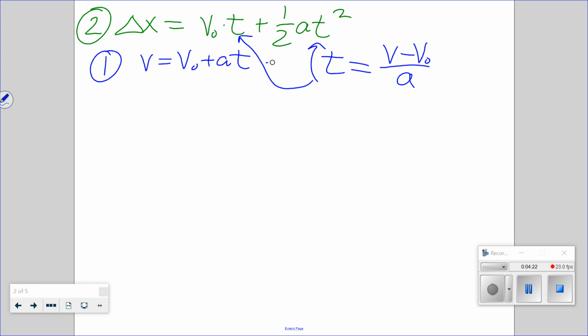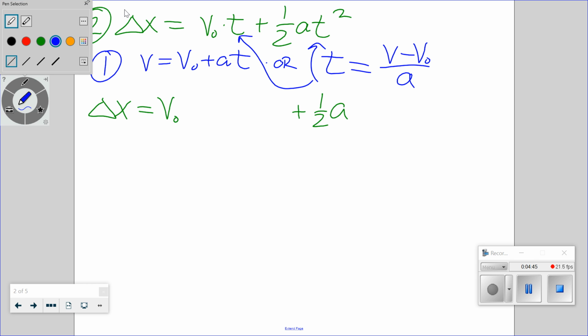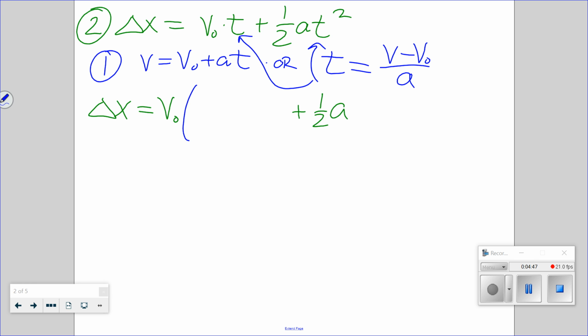We'll put a word or in there instead. Okay, we'll try to color code it. Let's see if this works better electronically. So then I have delta x equals v0, leave a big space, plus 1 half a, and then another big space. Okay, because there's v0 times (v minus v0) over a, plus (v minus v0 over a) squared.